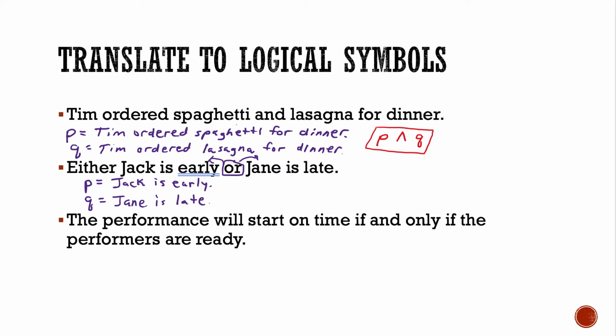And again, once you have identified what the P and the Q are, you're ready to translate into the logical symbols. So our statement says either Jack is early, so that's the P, or we'll use our symbol, Jane is late, and that's the Q. And notice that the word either is not a part of the P or the Q. It's just an extra word in the problem.